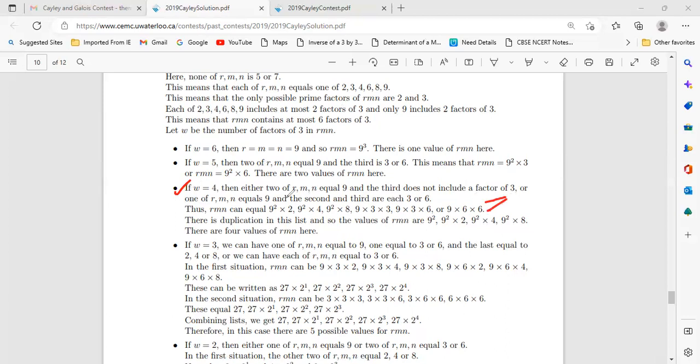Either 2 of R, M, N equal 9, and the third doesn't include the factor of 3 because W is 4, or 1 of R, M, N equals 9, and the second and third are each 3 or 6. So that means 2 of them are 9, and the third one is not a multiple of 3. It's 9 squared into 2, 9 squared into 4, 9 squared into 8, like that.